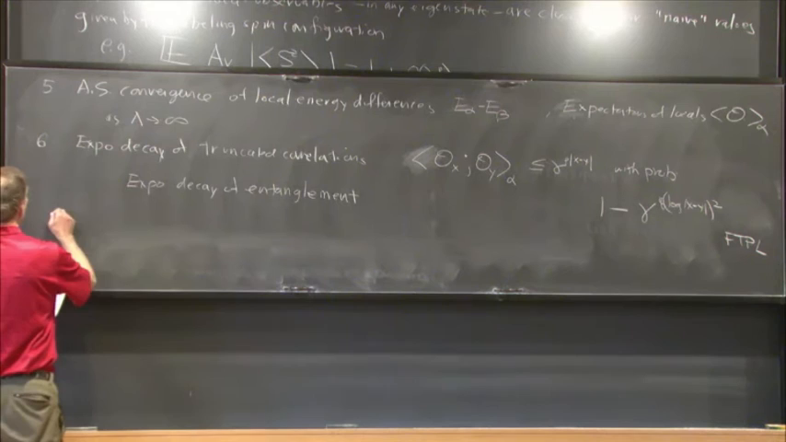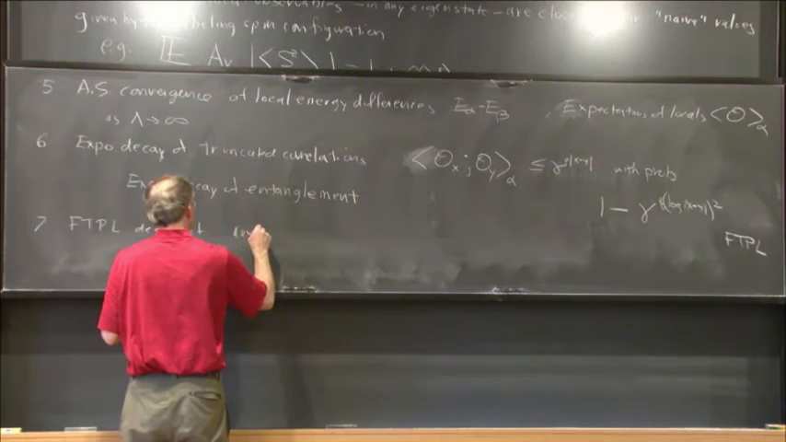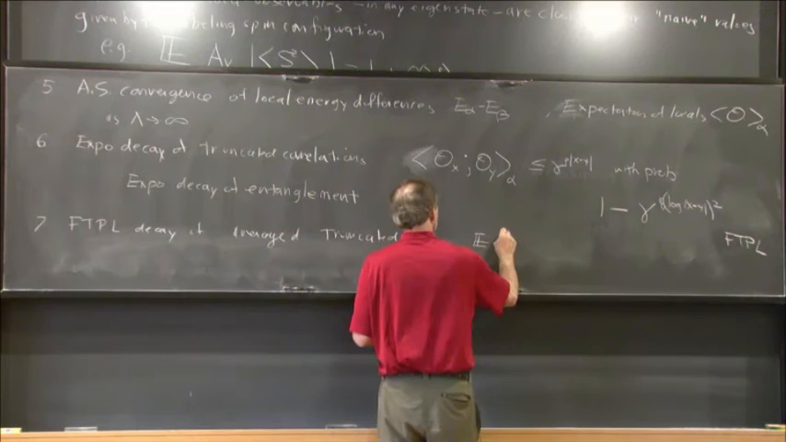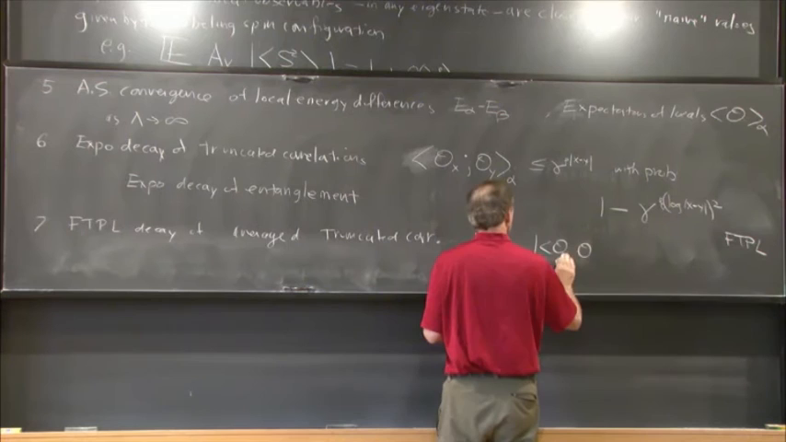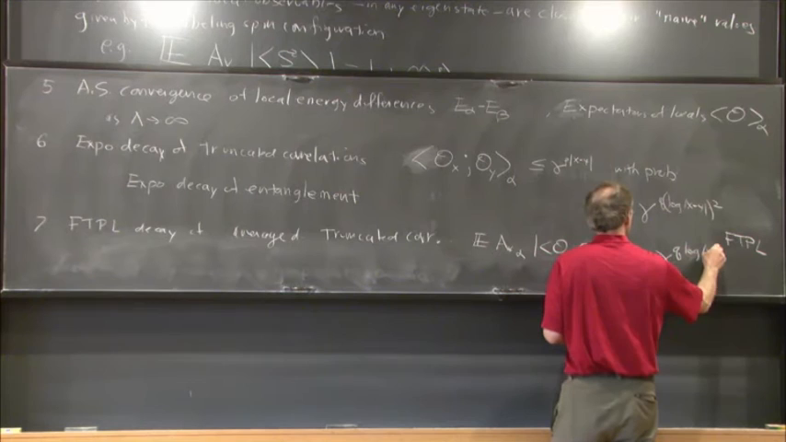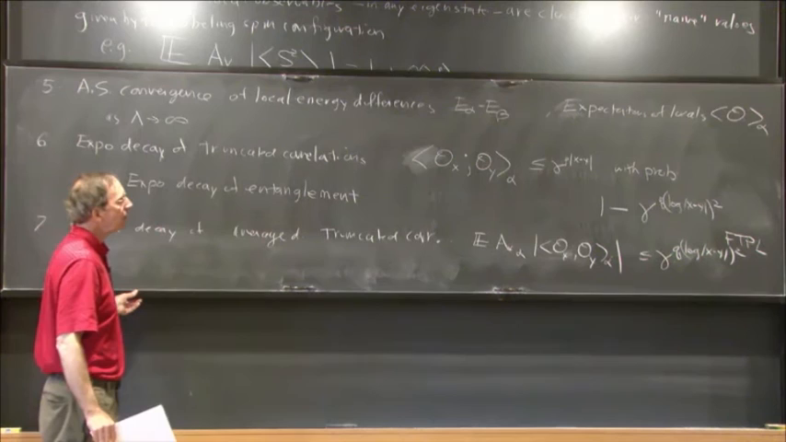Basically, as a corollary of this, you would have faster than power law decay of average truncated correlations. So you take the expectation, the average, of O_X, O_Y in alpha, and this is going to be small, in gamma to some q log |x minus y| squared. So it's dominated by these, so to speak, rare events, the probabilities of these rare events. Just a number bigger than zero.